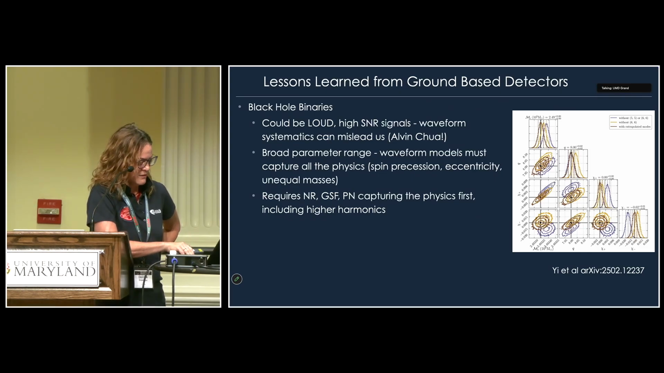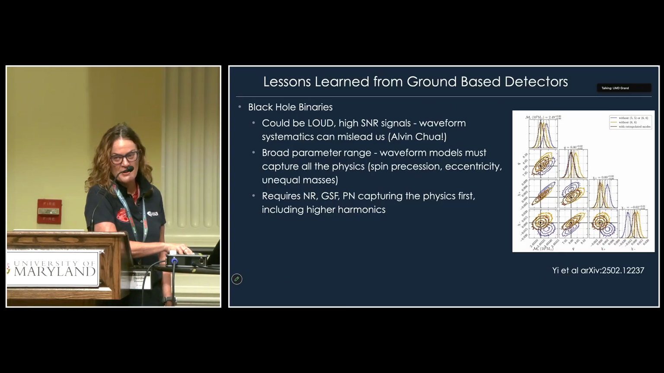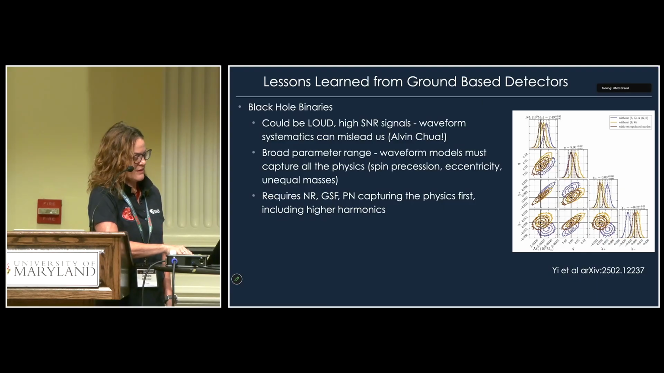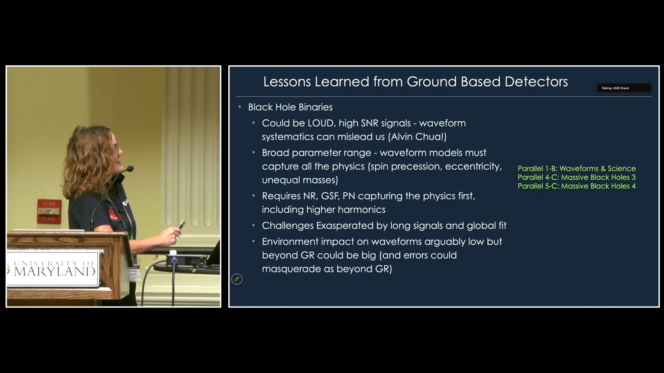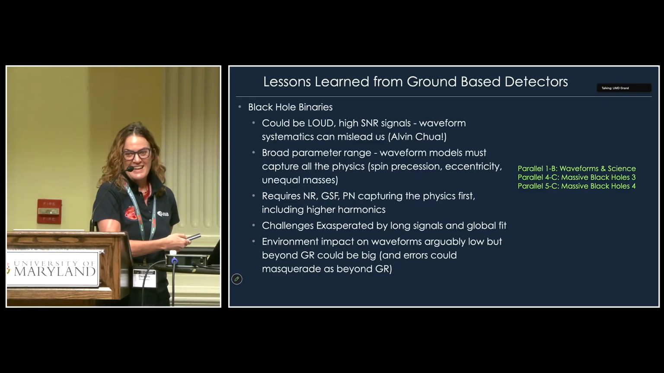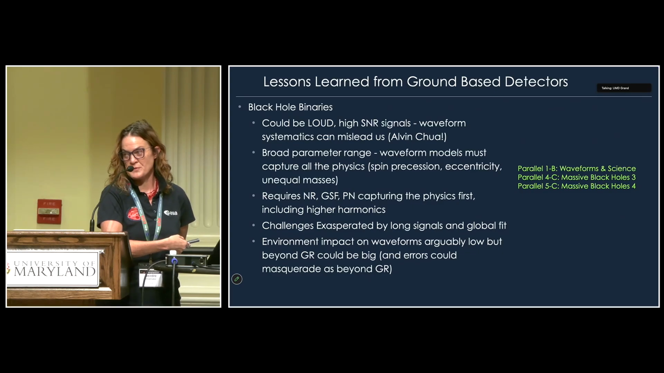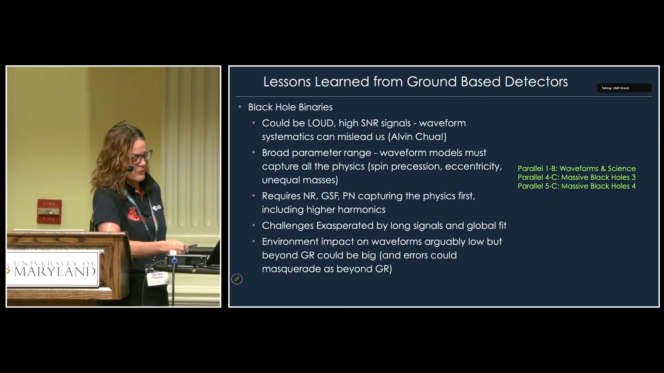So clearly, we need not only to capture all the physics, eccentricity, precession, unequal mass and so on, but we have to have the higher harmonics when we do, which means everything has to be done in a very accurate way. I think all these challenges I pointed out are exacerbated in the massive black hole binary case by long signals and global fit. These things aren't being done one at a time. They're all added up in a soup of sources that we have to disentangle and not contaminate the quiet memories that we're desperate to see on a loud, obnoxious massive black hole binary.